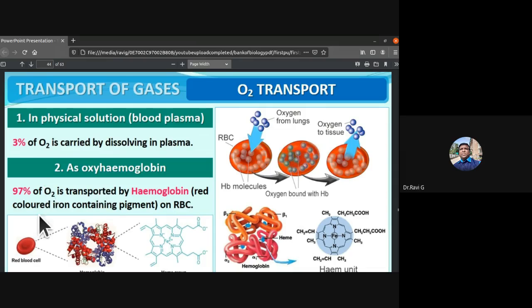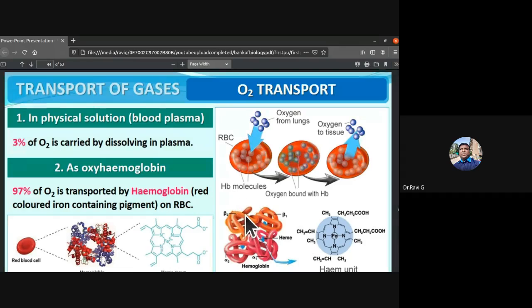Hemoglobin is the red colored, iron containing respiratory pigment. It also gives the red color to the blood. Hemoglobin is present within the red blood cells, RBCs. Thousands of hemoglobin molecules are there in a single RBC.